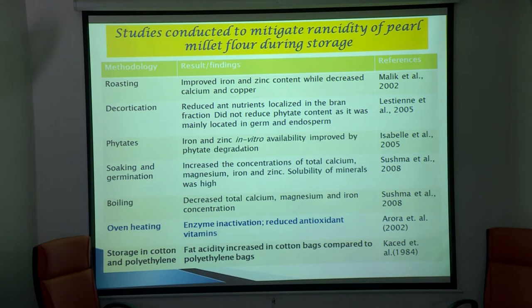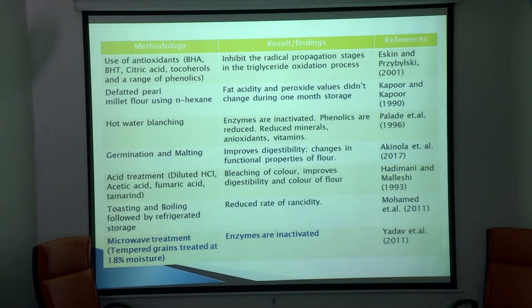But still, what post-harvest processing was done? Roasting, decortication, phytate removal, soaking and germination, boiling, oven heating, storage in cotton and polythene bags, then use of antioxidants, defatting of the flour, hot water blanching, germination and malting, acid treatment, toasting, boiling, followed by refrigeration and microwave treatments. So all these kinds of post-harvest processing were given to either the grain or the flour to improve the shelf life of pearl millet flour.